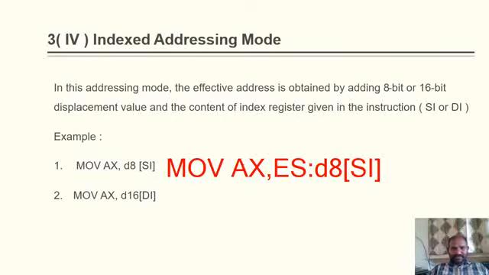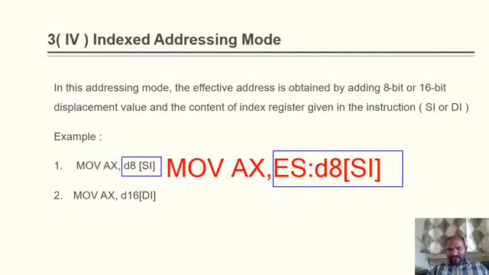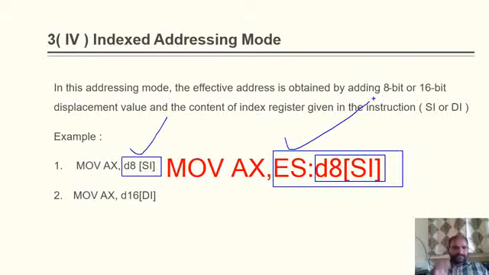The difference between these two instructions is that here we are not having the 20-bit physical address format. So in the first case, after adding the 8-bit value with the SI content, the resulting offset address belongs to the data segment. But here we have explicitly mentioned the segment, so the calculated offset address belongs to the extra segment, and from there the value is read and stored inside the AX register. The difference between these two is that here it is a data segment, and here it is an extra segment.